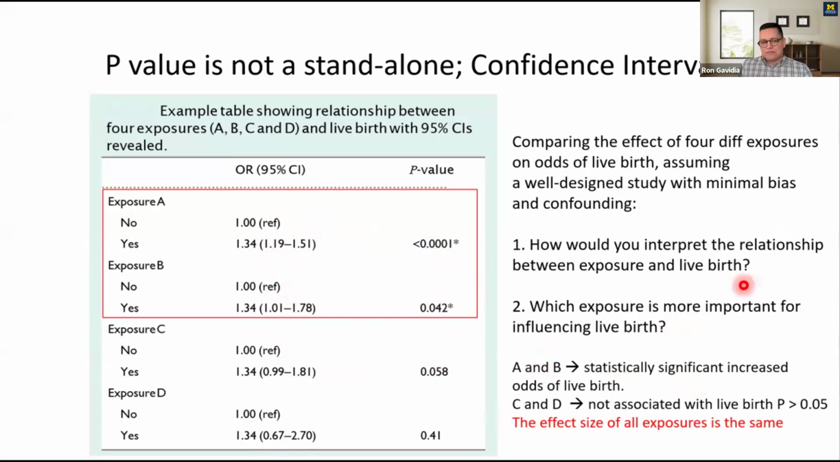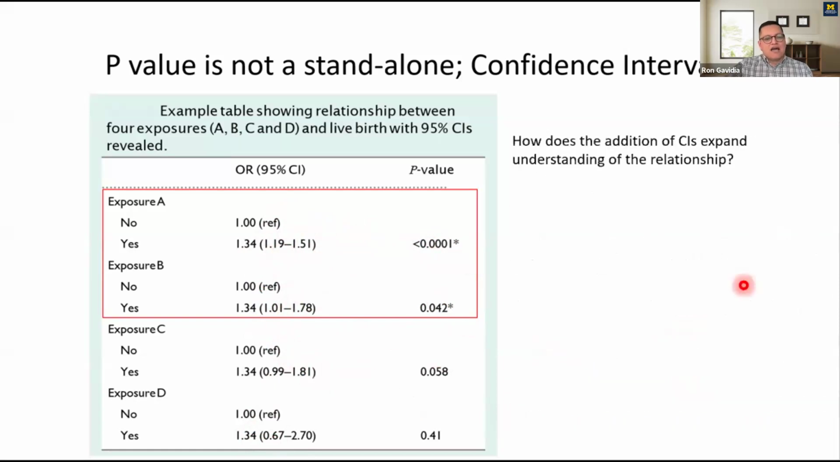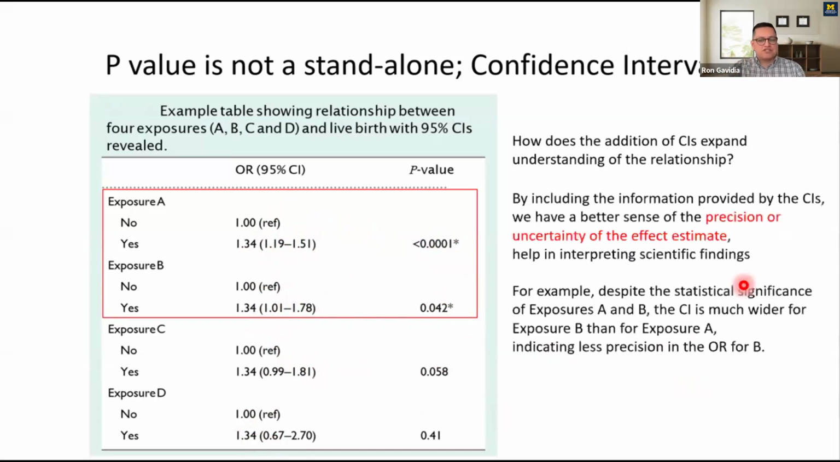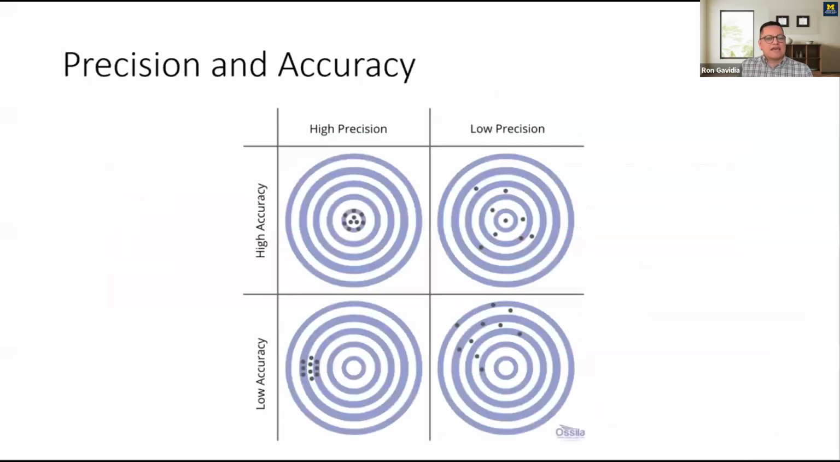Okay, good. And then how does the addition of the confidence interval expand the understanding of the relationship? You already said that, right? By including the information provided by the confidence interval, we have a better sense of the precision because it is more narrow, and that's telling us that the measurements will be perhaps closer to one another. So let's review this example to check again the concepts of accuracy and precision.